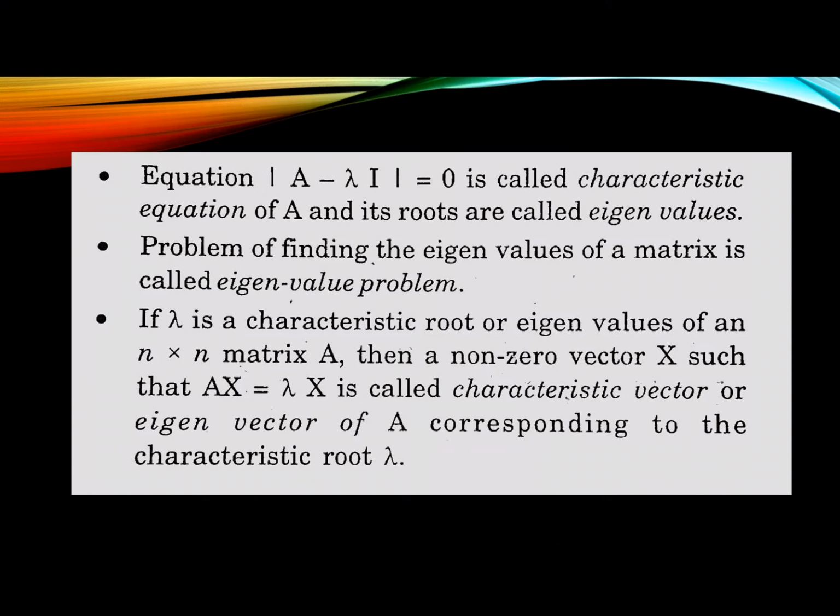So these two equations you have to remember. If determinant of A minus lambda I equals 0, then it's called the characteristic equation of the matrix A, and its roots are called the eigenvalues, and Ax equals lambda x, where x is a non-zero vector, is called the characteristic vector or eigenvector of A, and it corresponds to the characteristic root lambda.